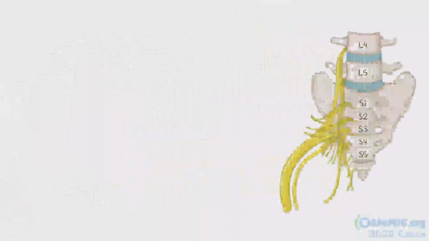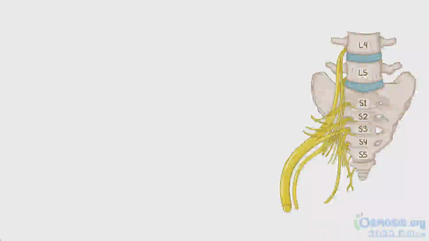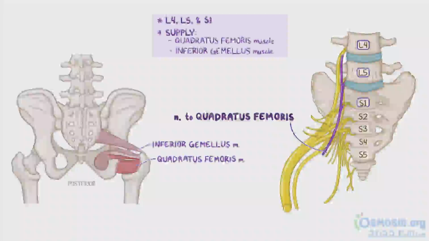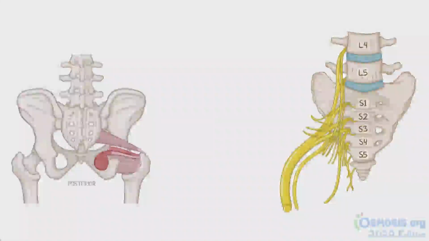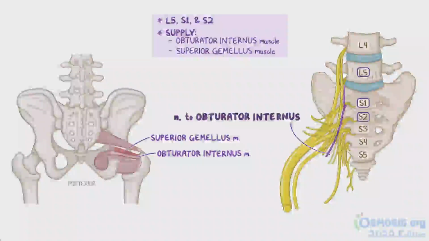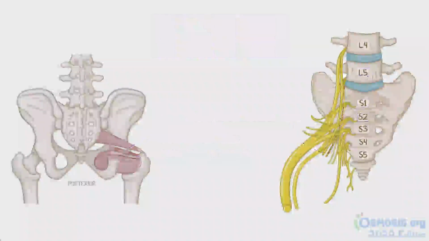Okay, next the lumbosacral plexus gives off 5 nerves that are easy to memorize, because their name is the name of the muscle they innervate. First, there's the nerve to quadratus femoris, which arises from L4, L5, and S1, and supplies the quadratus femoris and inferior gemellus muscles. Second, there's a nerve to obturator internus, which arises from L5, S1, and S2, and supplies the obturator internus and superior gemellus muscles.